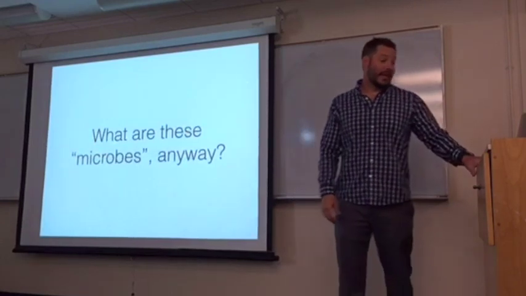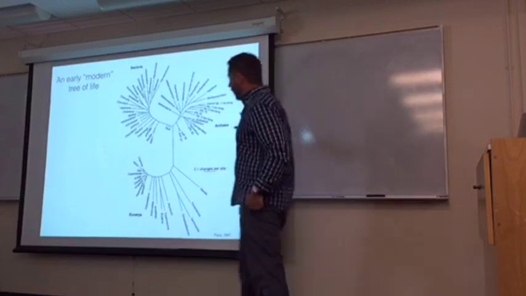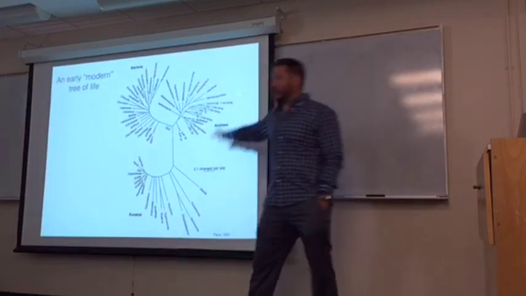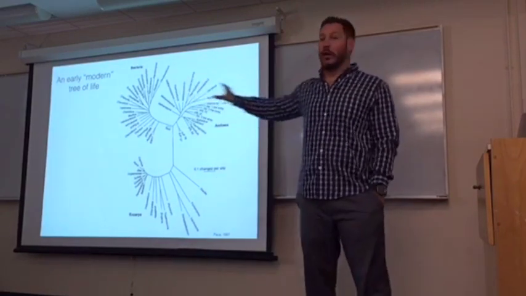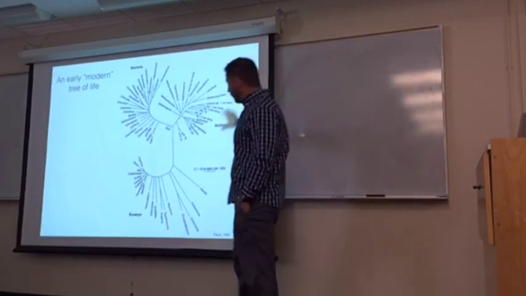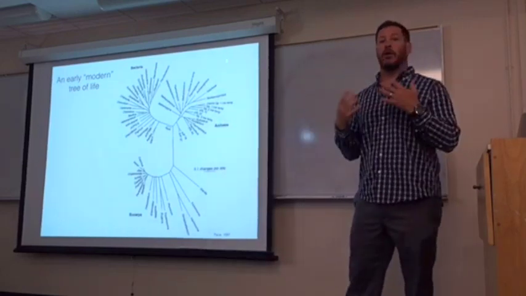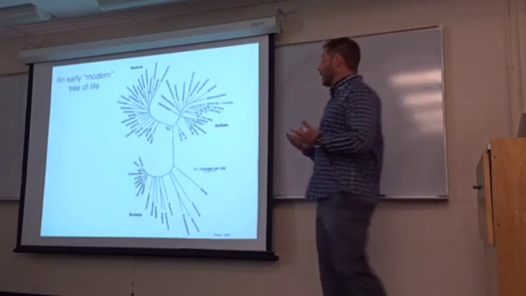Now let's just back up for a second. What are we talking about with microbes? This is a tree of life that was created in 1997 based on the 16S ribosomal RNA gene. It basically, or the small subunit ribosomal RNA gene, it's 18S for the eukaryotes. It basically gives us these 3 large branches of the tree of life.